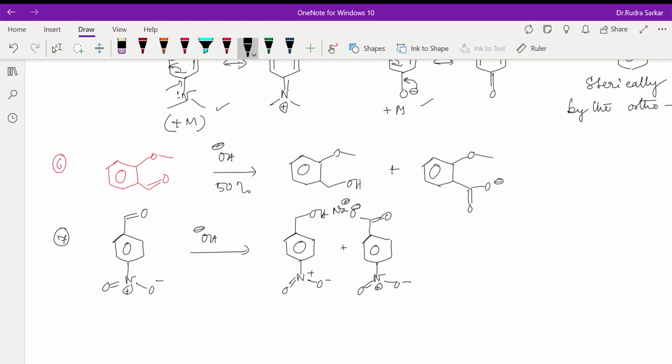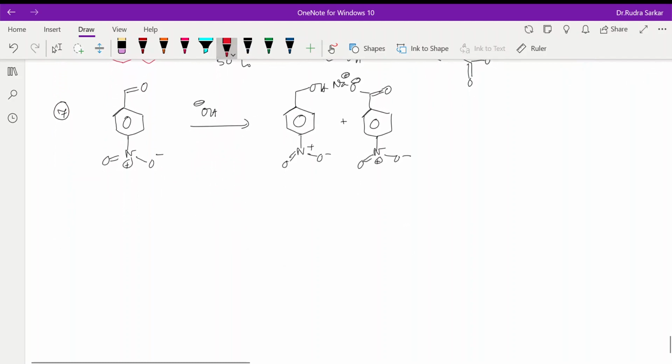Okay. Now, if I have given you two different aldehydes, then such a reaction is known as crossed Cannizzaro reaction. So two different aldehydes, if they are given, we will be calling this as crossed Cannizzaro reaction. Okay. Let us check out some examples.